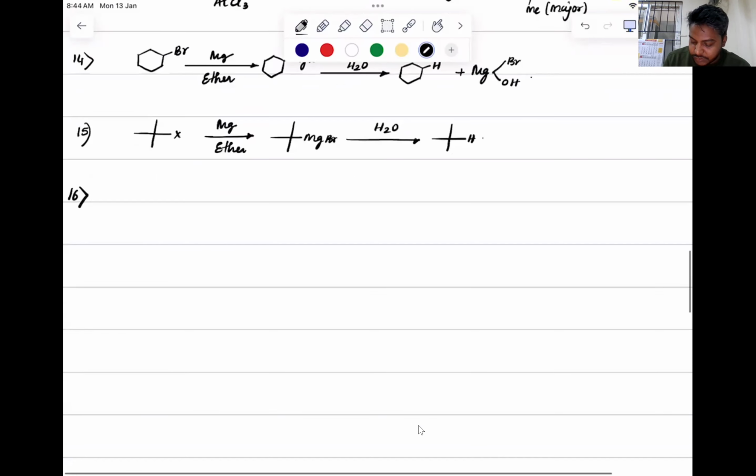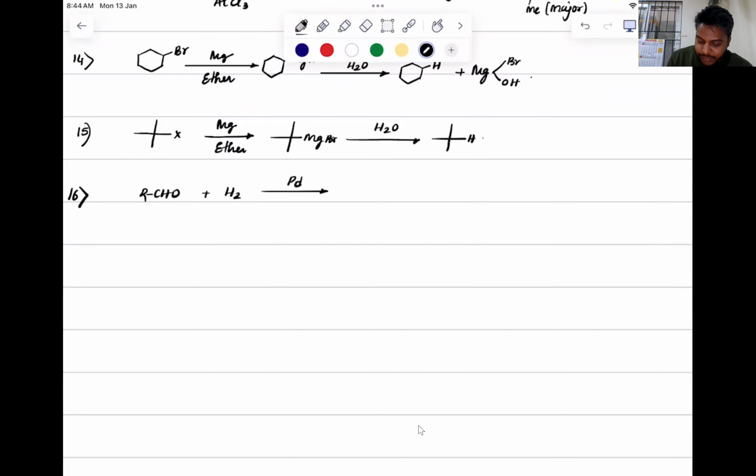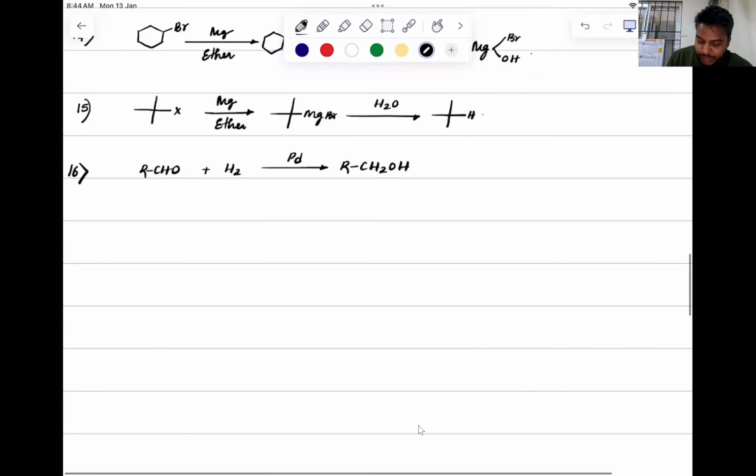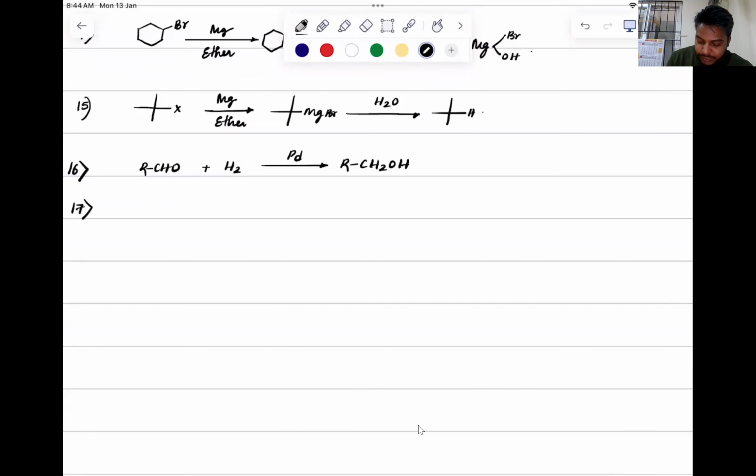Next, if we have an aldehyde reacting with H2 in the presence of palladium. In such cases, palladium helps it to reduce this and converts it into RCH2OH. Keep that in mind. Directly in NCERT, only palladium is mentioned like that.